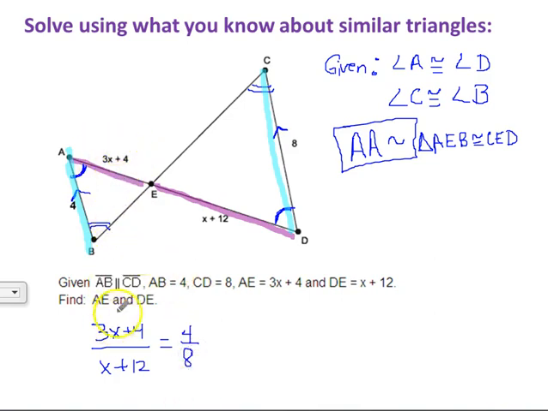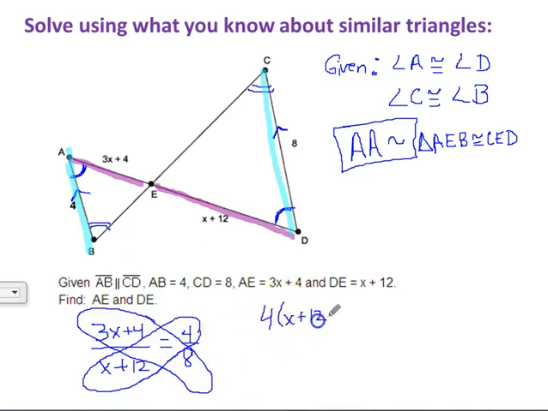Remember, whatever side you start with, notice that both numerators have the information from this triangle, and the denominator has information from our second triangle. And now to solve, we're just going to cross multiply. So we're going to have 4 times x plus 12 equal to 8 times 3x plus 4. Now we just have a nice algebraic equation. We need to start by distributing, so 4 times x plus 12 is 4x plus 48.